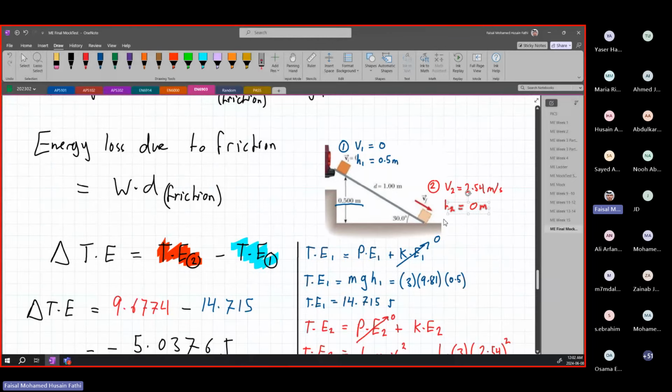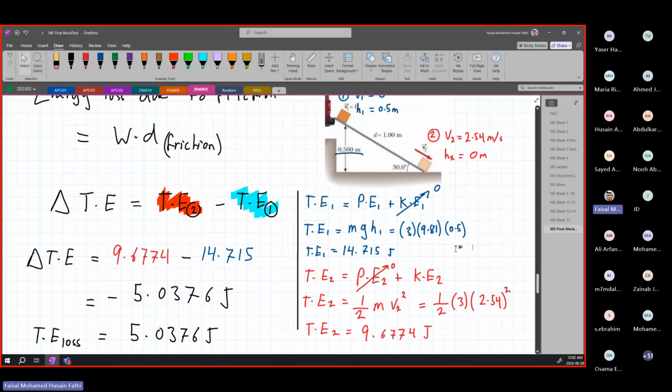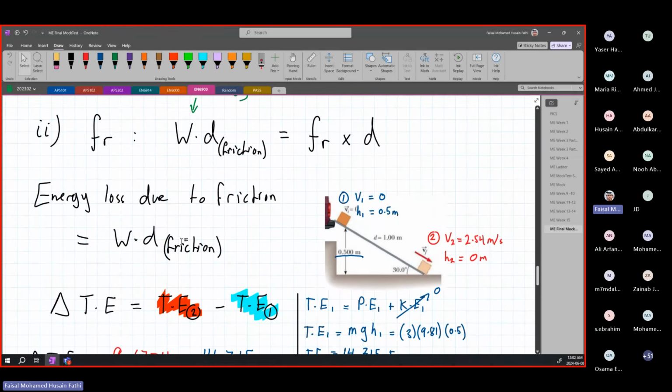If your height is 0, you're not going to have potential energy. And for kinetic energy, if you have a velocity, then you have kinetic energy. If you do not have velocity, then you're not going to have kinetic energy, which is half mv squared. Tamam? And that's pretty much it.